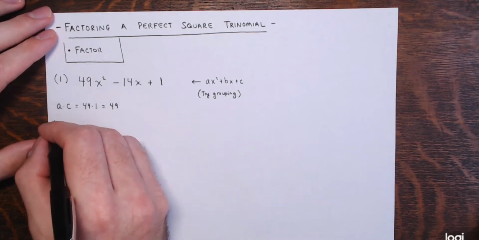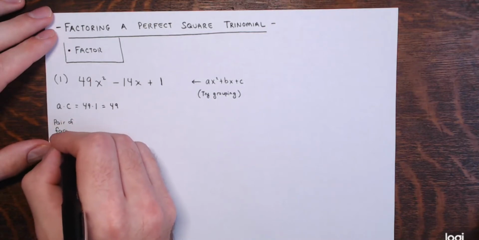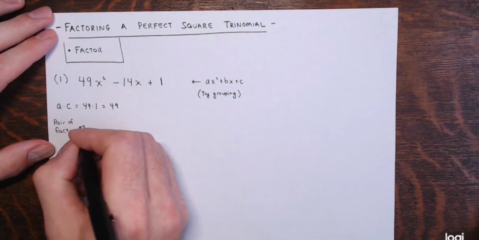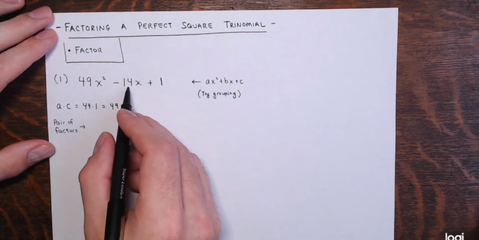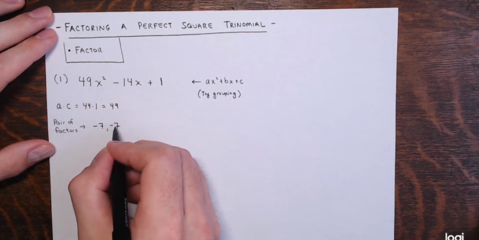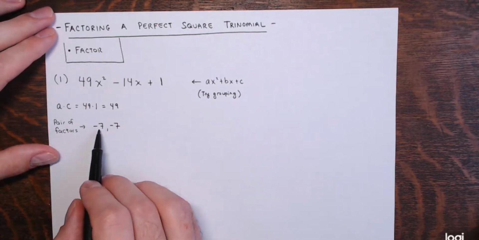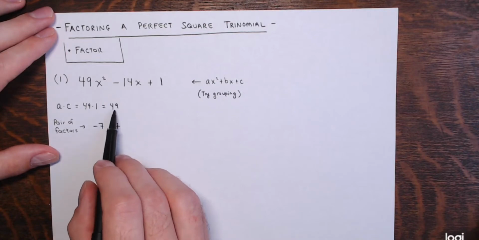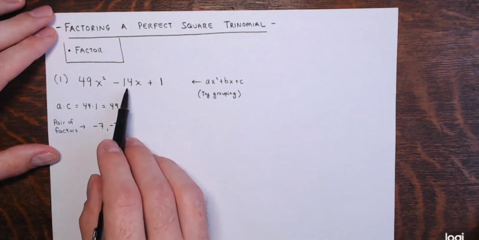And then I look for a pair of factors of 49 that add up to b, that add up to negative 14. Those would be negative 7 and negative 7. These multiply to be positive 49, and when you add them, you get negative 14.